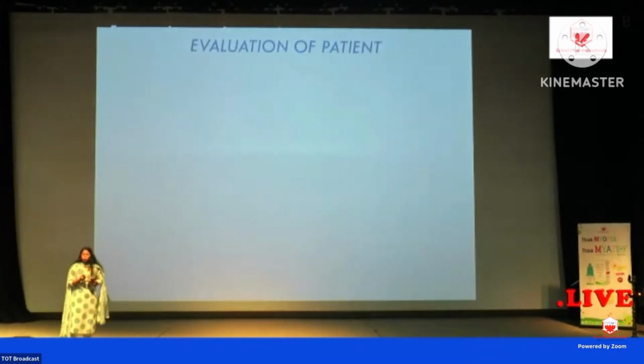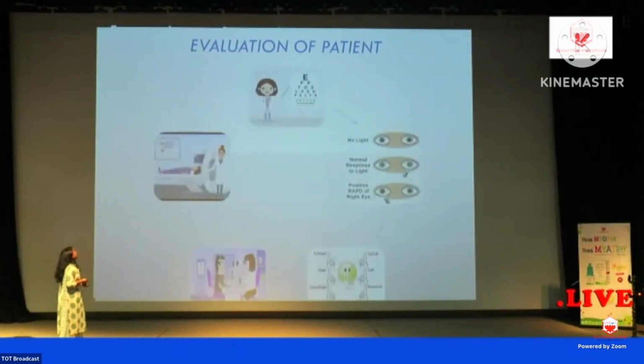Then how will you diagnose? Then how will you evaluate the patient? First, we have to do a correct visual acuity test, distance, near, and color vision. Then we have to see the pupillary reaction, then the ocular motility, slit lamp microscopy, fundoscopy, then both the hematological and radiological diagnosis.